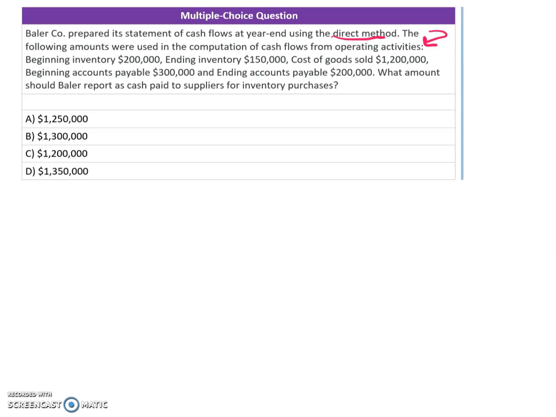The beginning accounts payable is going to be $300,000 and our ending accounts payable is $200,000. So what amount should Ballard report as cash paid to suppliers for inventory purchases?